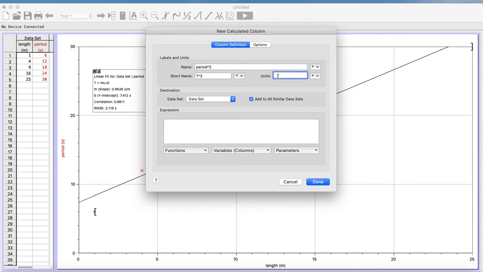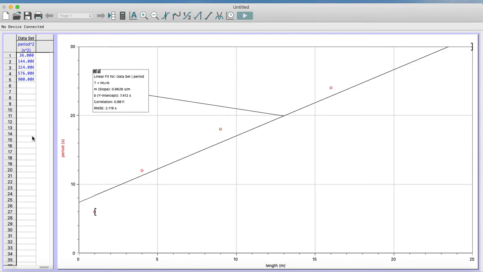And then since my units of period are seconds, I'm going to have the units of period squared be seconds squared. Now here's the most important step. Here's the expression. I need to tell my column what kind of math to do. So I am squaring periods, so I select the variable that I'm doing the math to, and I do period, and then I do caret 2, and now I've told Logger Pro how I want this column to calculate. And as you can see, I have period squared values here, period values here, and all these squared values are square of those values.